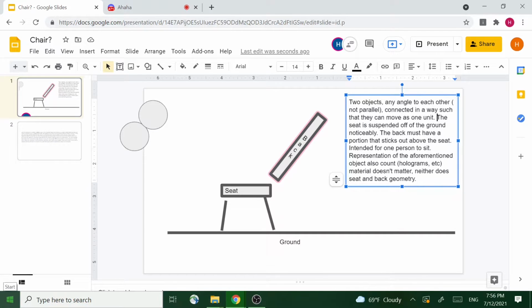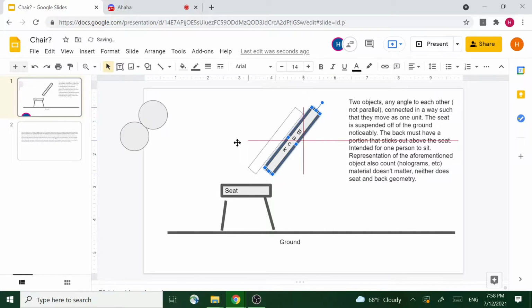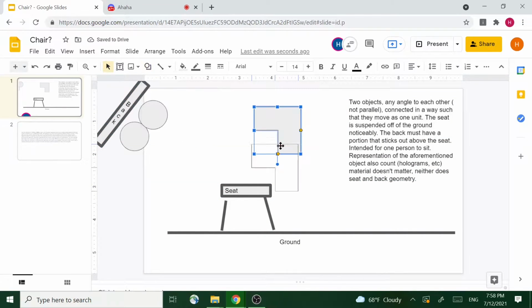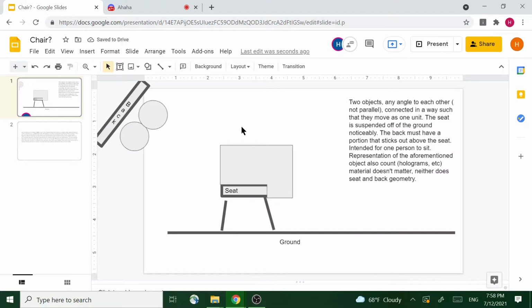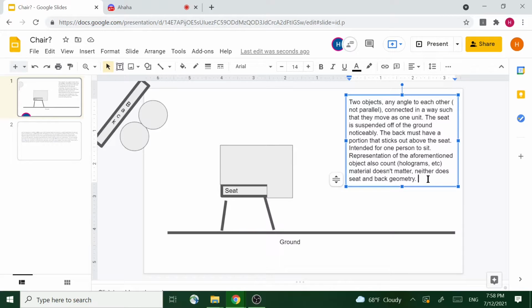Right? Yes, but even when they move independently, they're still part of that unit. When it comes to "neither seat nor back geometry," we run into some interesting situations. If this is the back of the chair, and I put the back on top of the seat like that, you could argue that is no longer a chair, that it's still a stool. But it must have a back. But the back exists to support the back. If it supports the back, then it's considered a back.